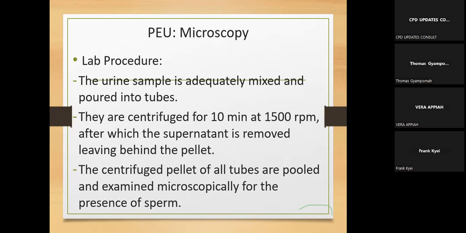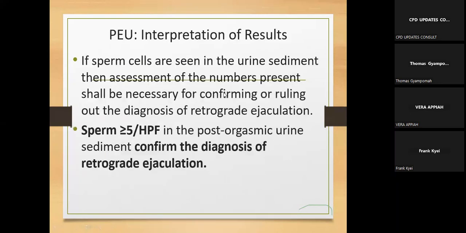So, still on the lab procedure, of course, the urine sample is adequately mixed and poured into tubes. Pouring into tubes, we're talking about if the volume is large, you have to pour them into various tubes. Of course, centrifuge, as if you are doing the normal urinalysis. And then the tubes are pooled and examined microscopically for presence of sperm. If sperm cells are seen in the urine sediment, then assessment of the numbers present shall be necessary for confirming or ruling out the diagnosis of retrograde ejaculation. And as you said already, sperm of greater or equal to 5 per high power field in post-orgasmic urine sediment confirm the diagnosis of retrograde ejaculation.